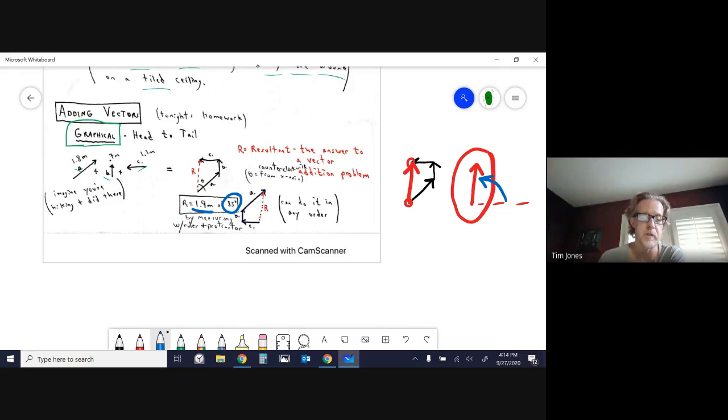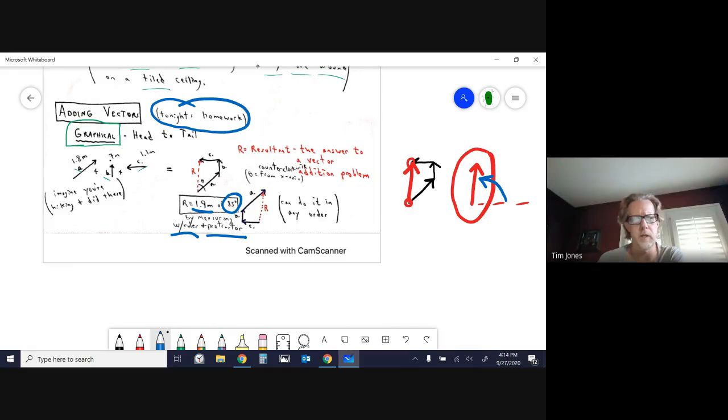And notice I said, to do a good job, you definitely want to use a ruler, and it's a good idea to use a protractor to really do this right. And that's going to be important in tonight's homework. Otherwise, you'll find your answers might be quite a bit off from what I have.